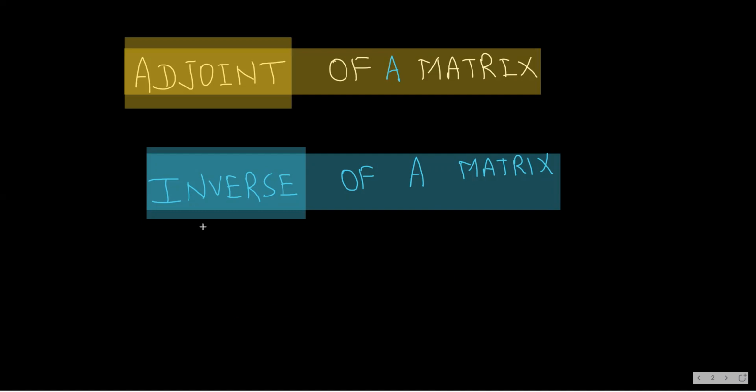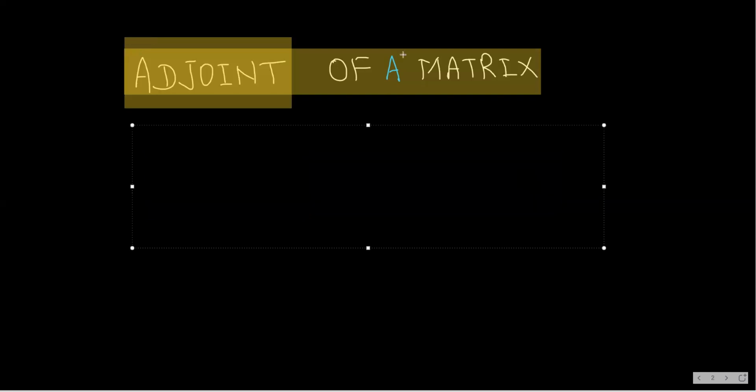We have adjoint of a matrix now. As inverse of a matrix is also a matrix, adjoint of a matrix is also a matrix. Yes, adjoint of a matrix is also a matrix. But before I teach you adjoint of a matrix, I will tell you the definition of adjoint of a matrix. See here.